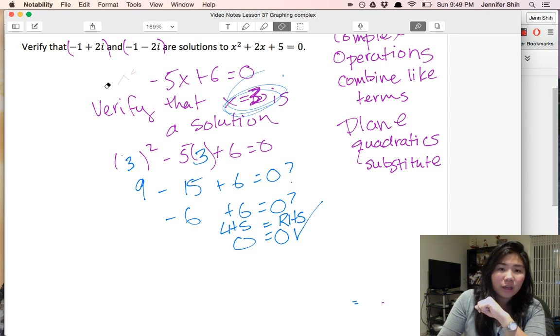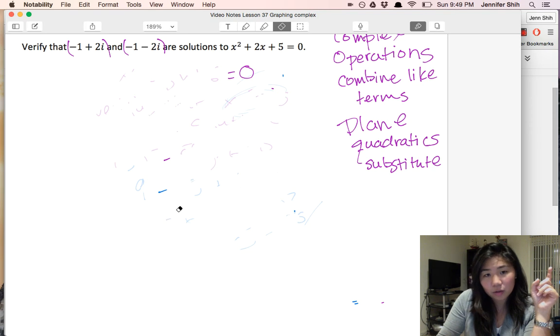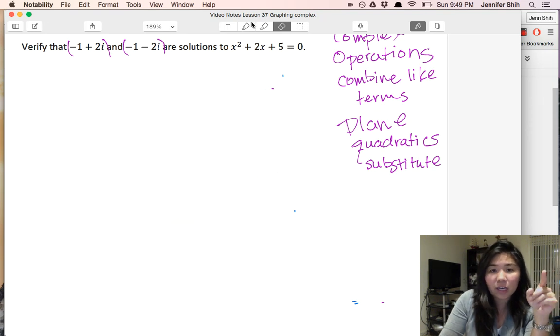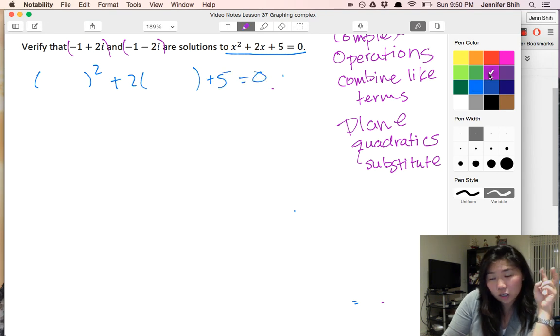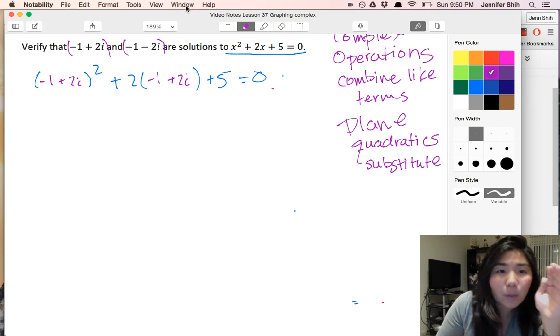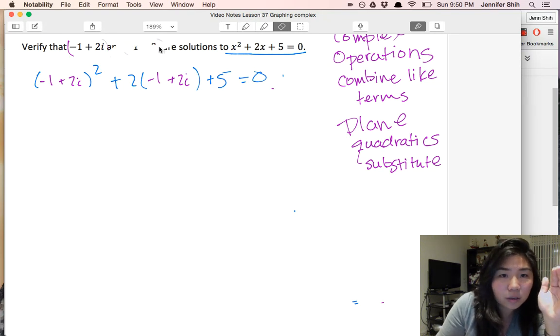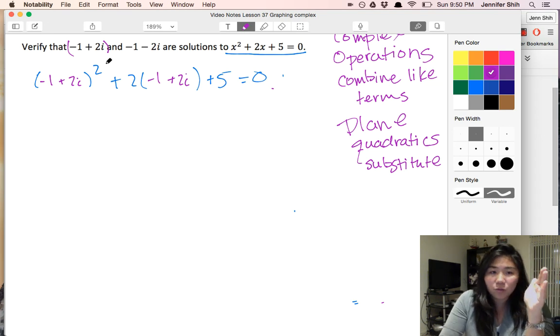I'm going to get rid of this, and we are going to verify that these two complex numbers are indeed solutions to our quadratic. So it means the same thing. I'm going to take my quadratic, and I am going to plug in and substitute in, as another way of saying it, my solutions to verify that they are indeed solutions. So -1 plus 2i. Notice, I'm only doing one of these at a time. So I'm gonna get rid of this. I'm only gonna do one solution at a time. And in this case, I'm doing the first one.